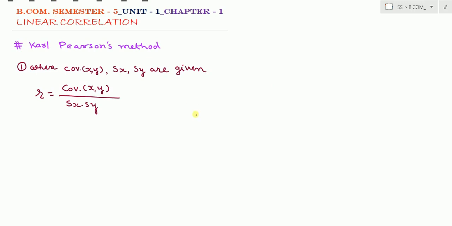covariance xy is equal to sigma x minus x bar into y minus y bar upon n. Now formula number 2.